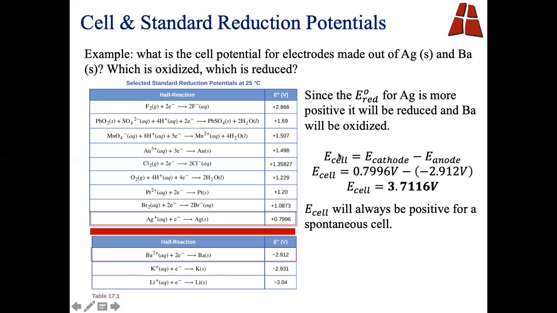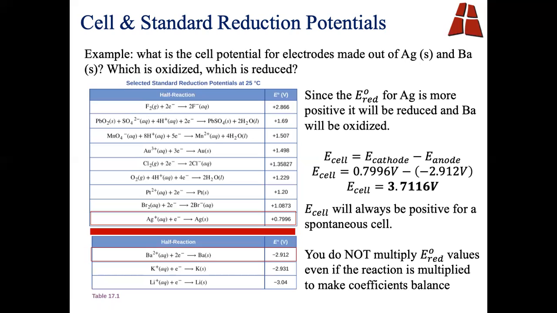What that means, if we want to calculate our overall cell potential, is E cell is equal to our cathode minus our anode. A reminder that reduction takes place at the cathode, oxidation takes place at the anode. And so our cell potential would be 0.7996 minus negative 2.912, and that gives us an overall cell potential of 3.7116 volts. For spontaneous cells, which is most of what we'll be dealing with, also called galvanic or voltaic cells, the E cell potential will always be positive.